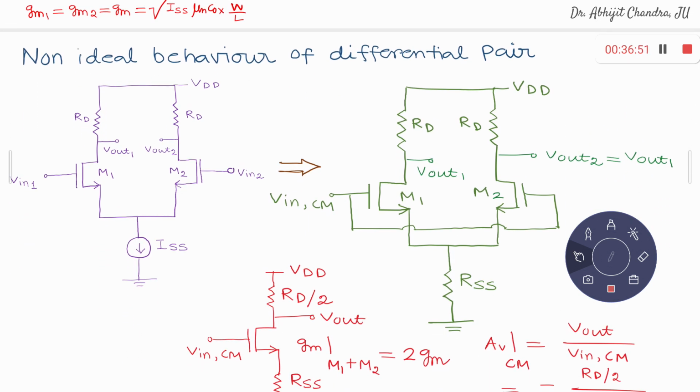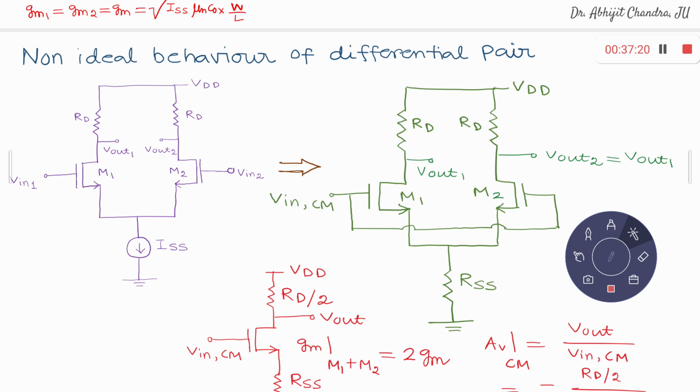Okay, so let's have a look at the non-ideal behavior of the differential pair. We have already seen some ideal behavior. That means both of these two resistors are the same, RD and RD, and you have the current source, which is an ideal current source, and these two MOS also have the same property, same gm, everything the same. Now let's incorporate some non-ideality into the circuit and find out what happens.